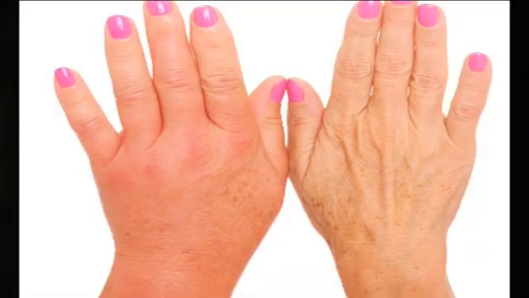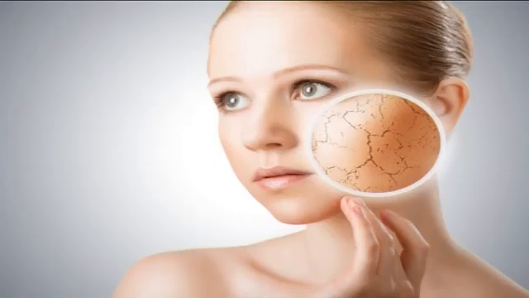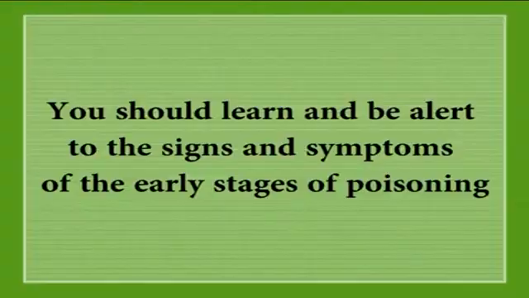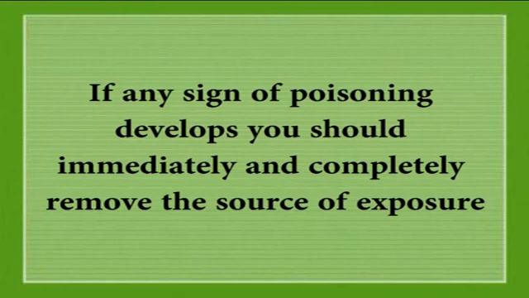Pain and nausea are symptoms. Redness of skin, swelling, and hot, dry skin are signs. You should learn and be alert to the signs and symptoms of the early stages of poisoning. If any sign of poisoning develops, you should immediately and completely remove the source of exposure. By doing so, you may prevent additional exposure and minimize injury.